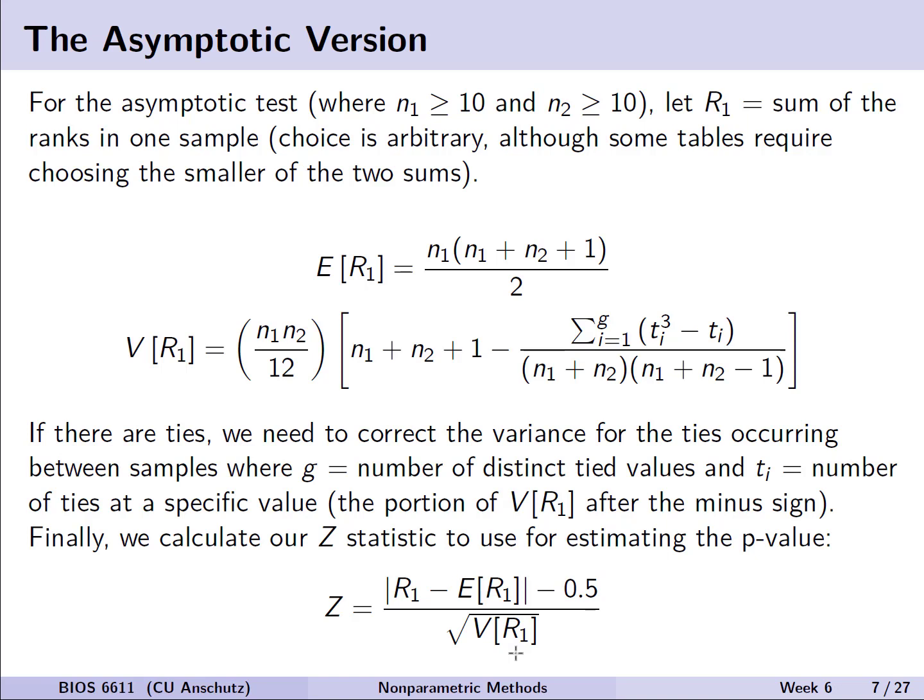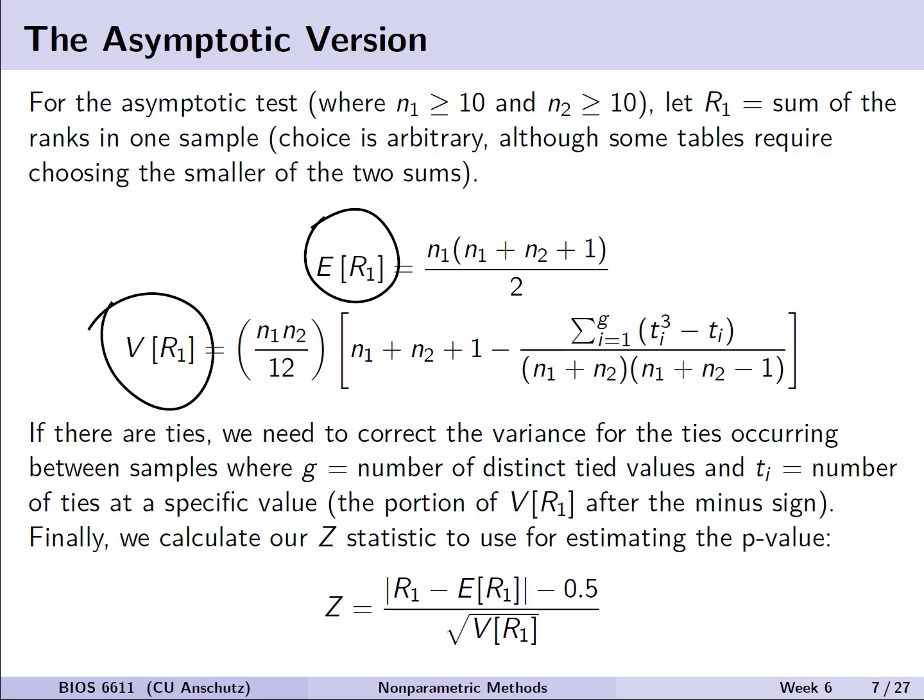So for example, if we let R1 be the sum of the ranks in one of our samples, and in most cases it's an arbitrary choice, although as we'll see for the exact version, some tables may require you to choose the smaller of the two sums. We can then calculate the expected value of that statistic R1 of our ranks and the variance that someone's derived as well. Again, if there's ties, we have some special calculations we have to do, but in this asymptotic version where we have at least 10 per group, ultimately we see a relationship to our standard normal distribution via the z-statistic, which we can use to estimate the p-value.